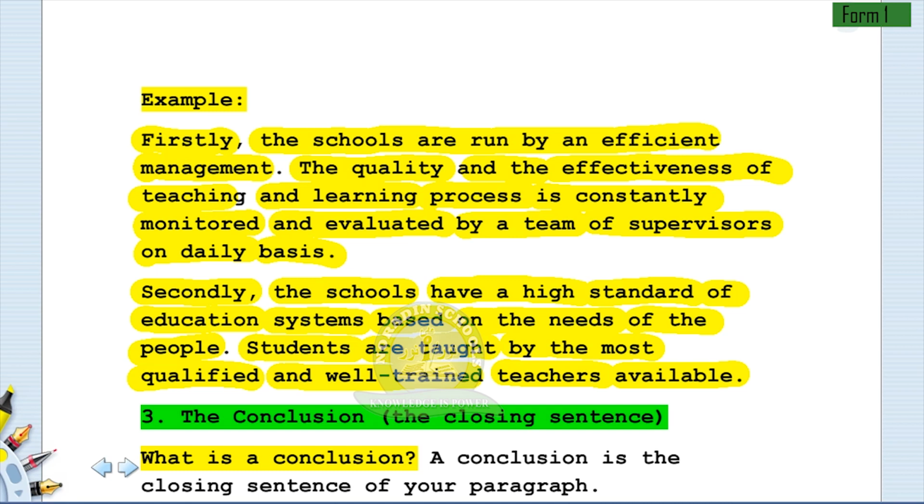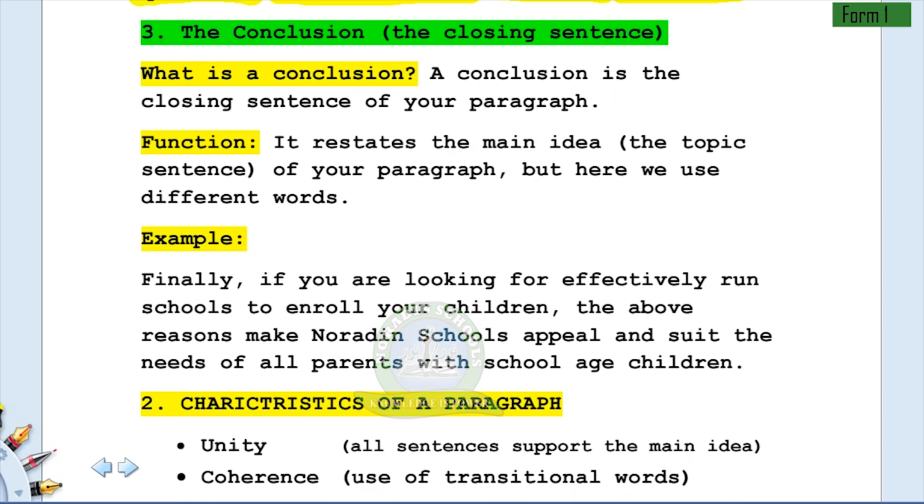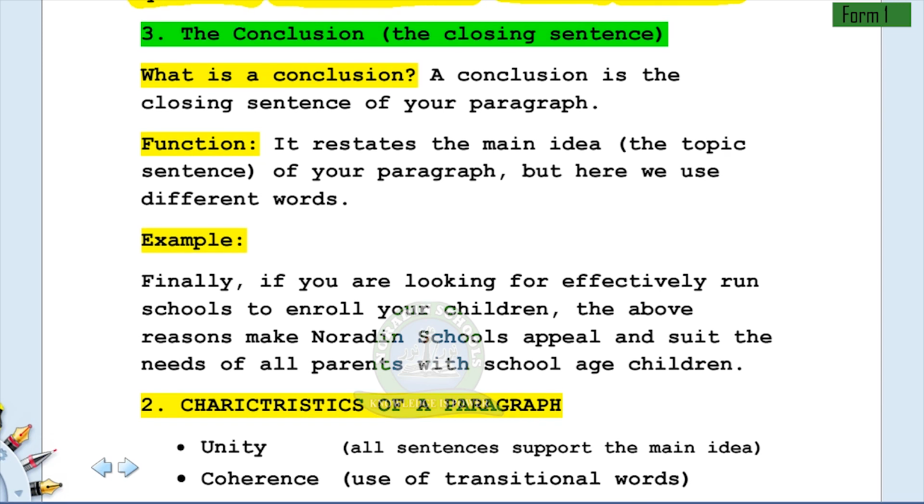The function it does in the paragraph is that it restates the main idea. It tells again the main idea, the topic sentence of your paragraph. But this time we use different words. It restates the main idea with different words. For example, I'm going to conclude my paragraph about Nuruddin schools.